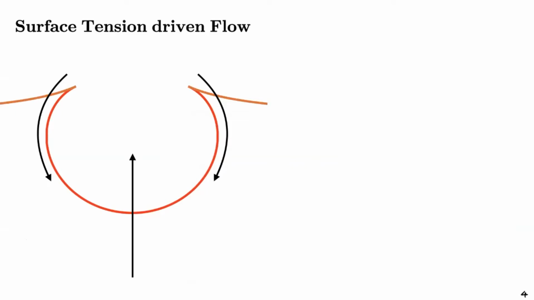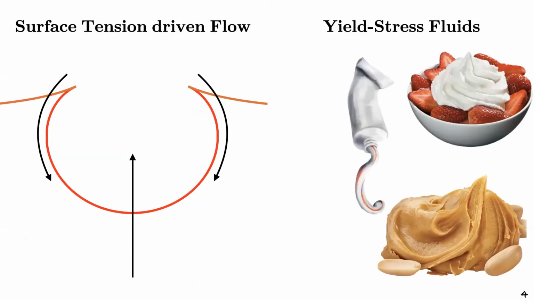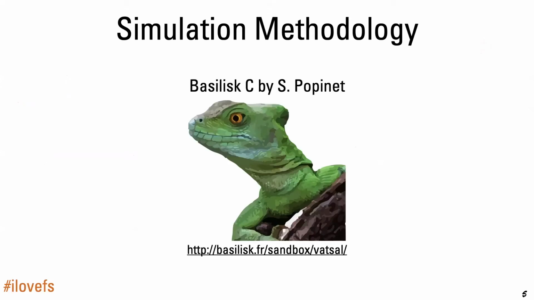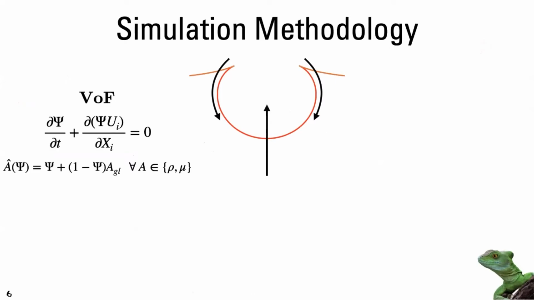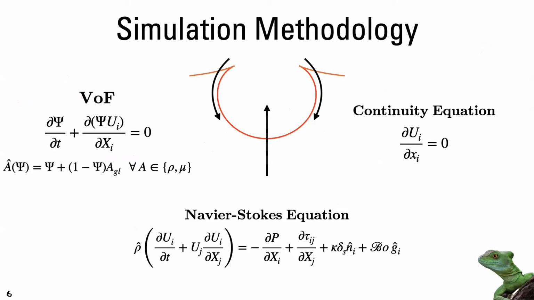And what we want to study is this flow in presence of a yield stress fluid. These are the fluids which flow only when the stress applied is higher than a critical value. And for this study, we will do direct numerical simulations using a free software program called Basilisk C, which was developed by Stéphane Popinet in France. In this method, we use the volume of fluid technique to track the interface and solve for the continuity equation in both gas as well as liquid. Furthermore, we solve the Navier-Stokes equation with all its terms.